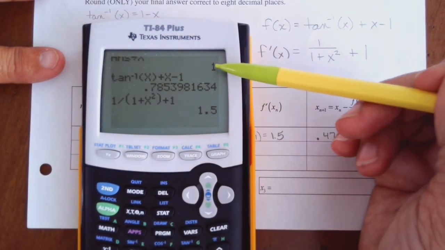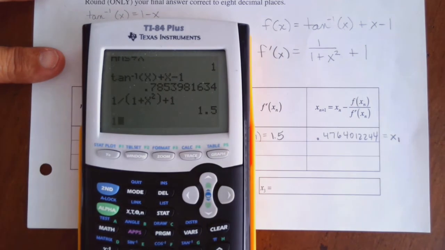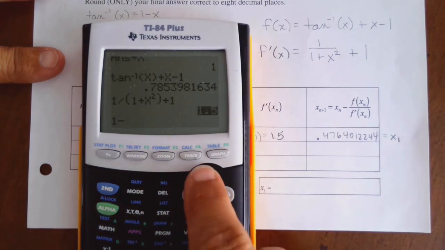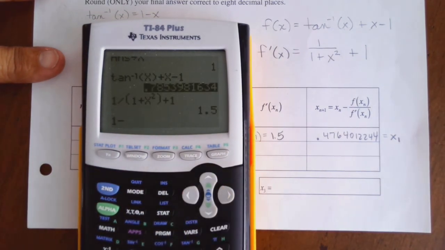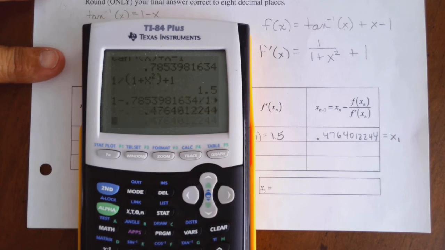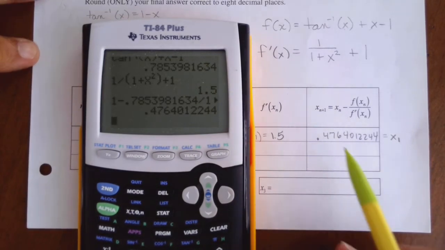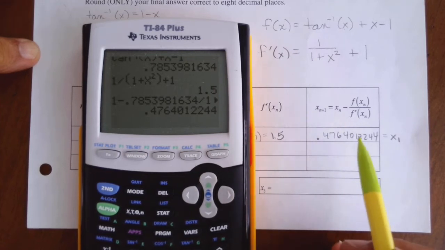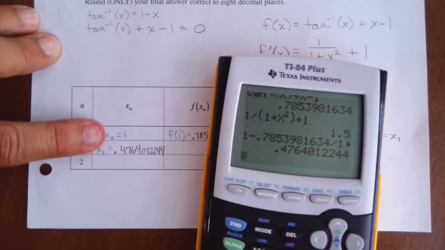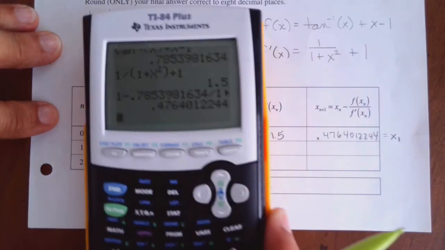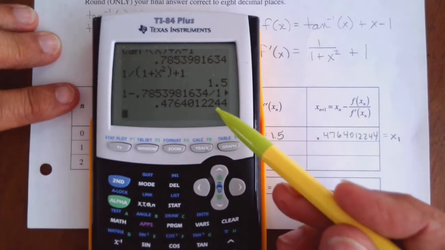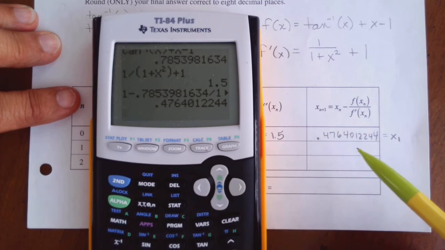So I could do 1 minus the function value, go up there, hit enter, divided by the derivative, enter. All right, so there gives me my number, right? Okay, so now, this is now my new x, right? I'm changing from 1 to this value. So now, this is what I want to store. So this is where you have to remember to store.